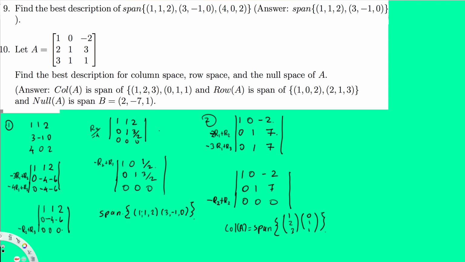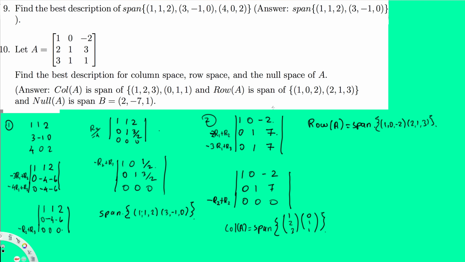The second question is asking to find the row space. Row space is basically the rows with the pivots. So if you see, the first row has a pivot, the second row has a pivot. So those are the rows that are going to be in the row space. So row space of A is equal to span of the first row, which is 1 0 minus 2, and the second row is 2 1 3. And that's my answer for this question.